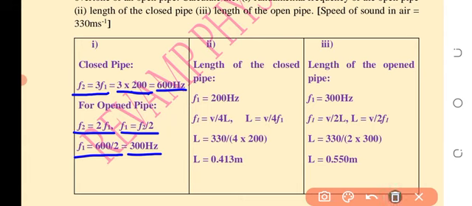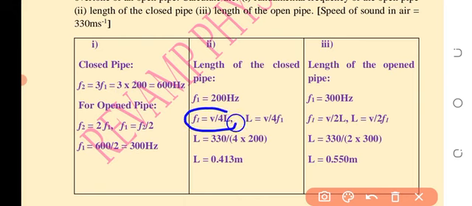Okay, in the second question, we have to find the length of the closed pipe. For the first harmonic frequency mode, we have F1 equal to V over 4L, and making L the subject of the formula, we have L equal to V over 4F1. Substituting the values, our V is 330 and our F1 is 200 for the closed pipe. Calculating that, we have the value of our length to be 0.413 meter.